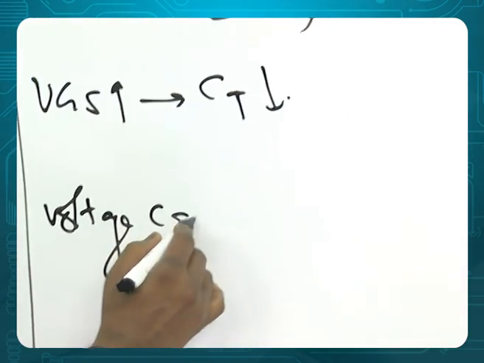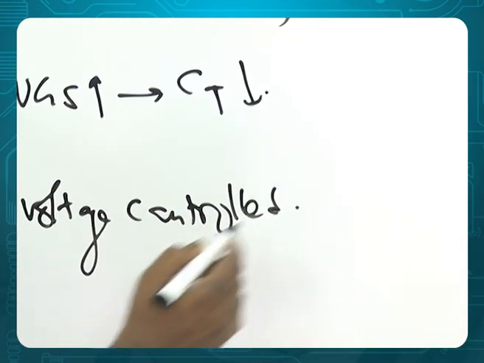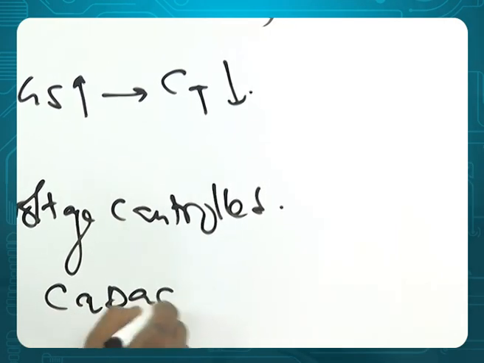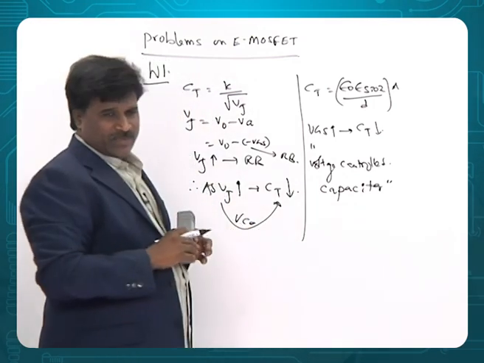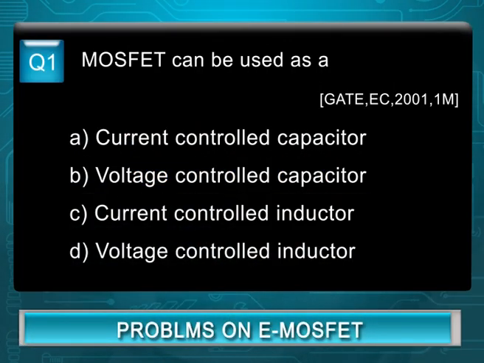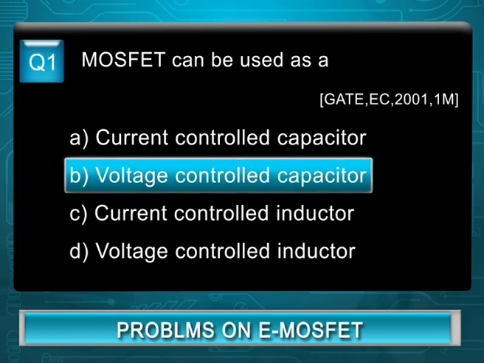Voltage controlled capacitor. Voltage control capacitor. Therefore, among the options given, option is B.